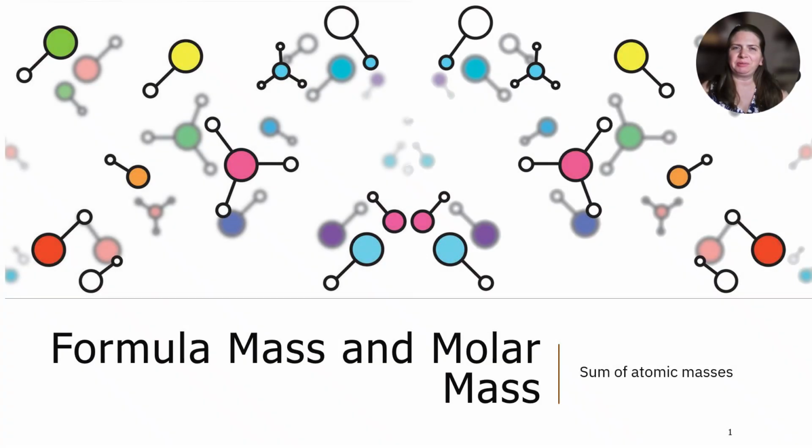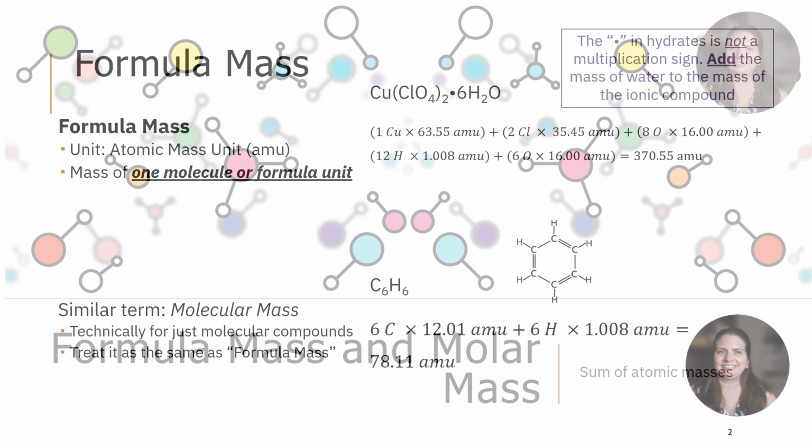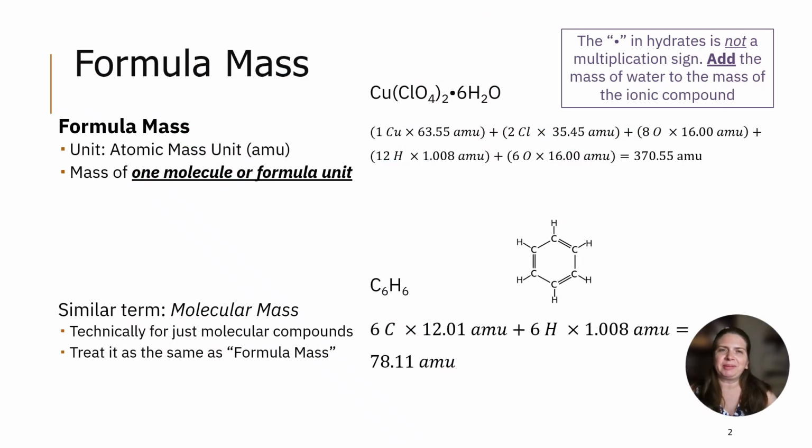In this video, we will be learning about formula mass and molar mass. Formula mass is the sum of the atomic masses for all the atoms within a compound. The units for formula mass are the atomic mass units, or AMU. Formula mass is a generic term that can be applied to both ionic and molecular compounds.